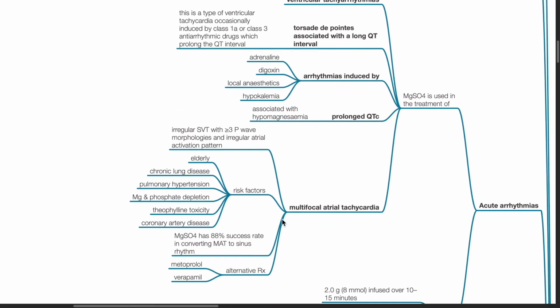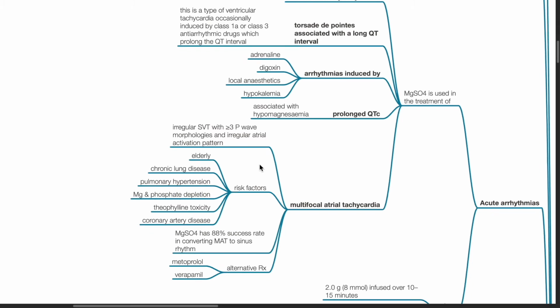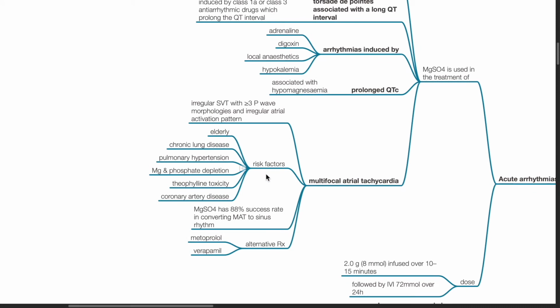Magnesium sulfate is also used to treat multifocal atrial tachycardia. In this type of arrhythmia, there is irregular SVT with 3 or more P-wave morphologies and irregular atrial activation pattern. Risk factors for MAT include elderly age, chronic lung disease, pulmonary hypertension, magnesium and phosphate depletion, theophylline toxicity, and coronary artery disease. Magnesium sulfate has an 88% success rate in converting MAT to sinus rhythm.